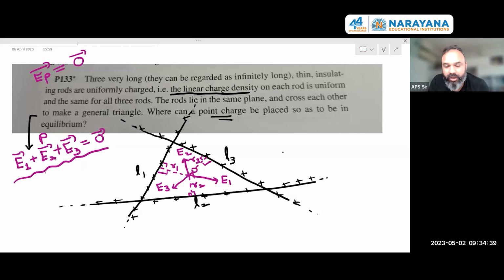That I know. We also know that if lambda is given, E will be equal to 2k lambda upon R. It is lambda upon 2 pi epsilon naught R. So I know the value of E. So I know E1 is 2k lambda upon R1, and so on and so forth for E2 and E3. We also know that. Now, just observe.